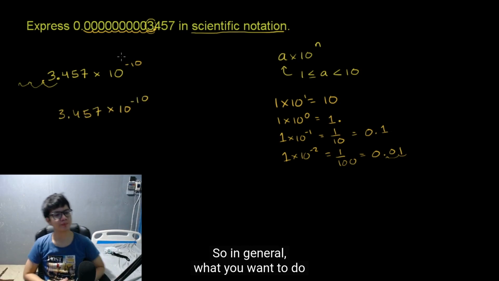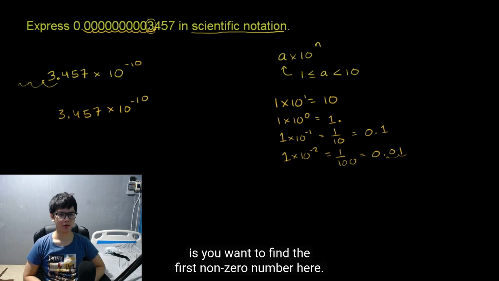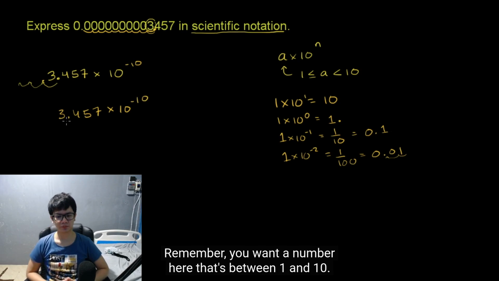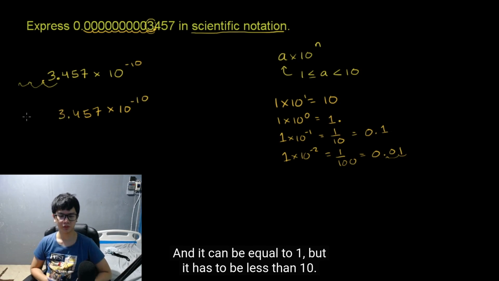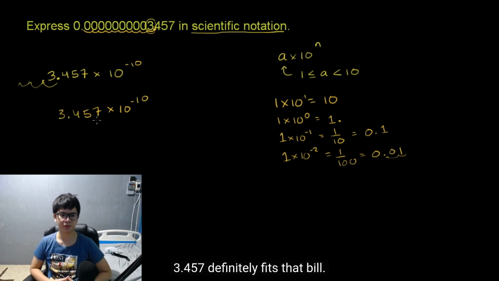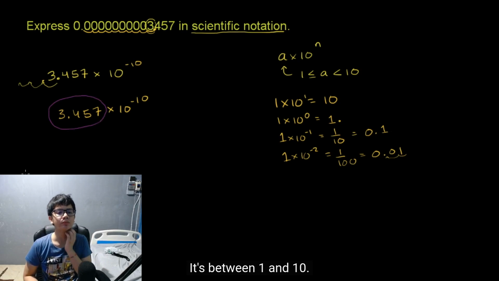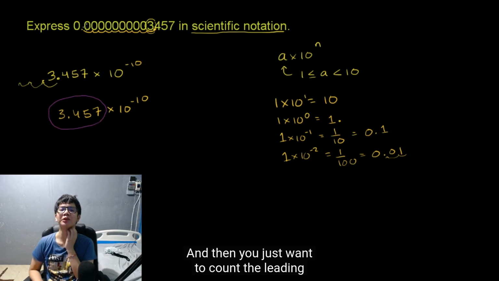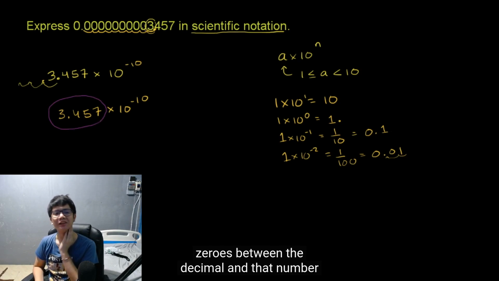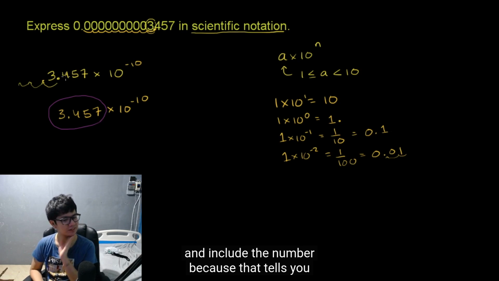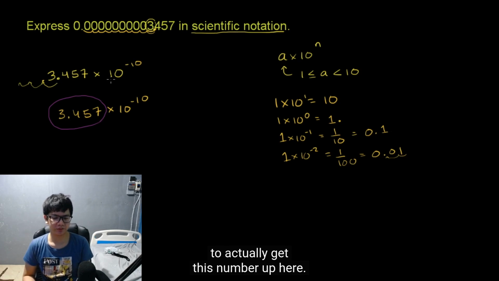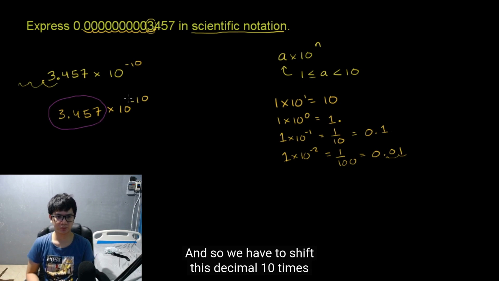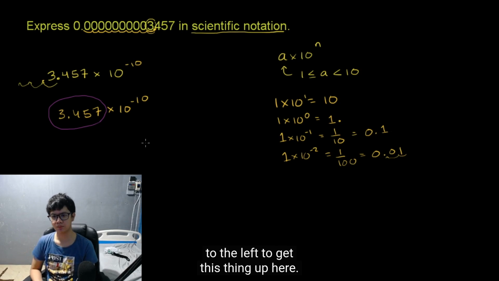So in general, what you want to do is find the first non-zero number here. Remember, you want a number here that's between 1 and 10, and it can be equal to 1, but it has to be less than 10. 3.457 definitely fits that bill. It's between 1 and 10. And then you just want to count the leading zeros between the decimal and that number and include the number, because that tells you how many times you have to shift the decimal over to actually get this number up here. So we have to shift this decimal 10 times to the left to get this thing up here.